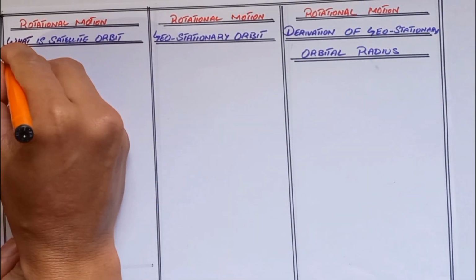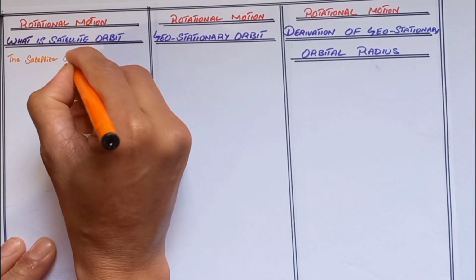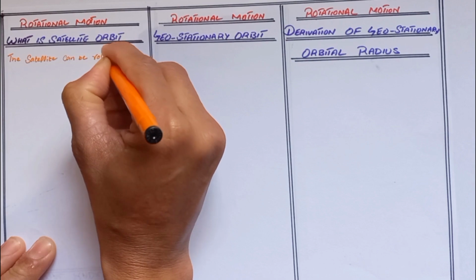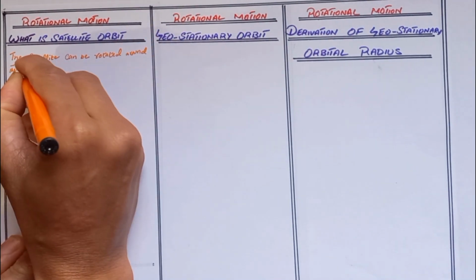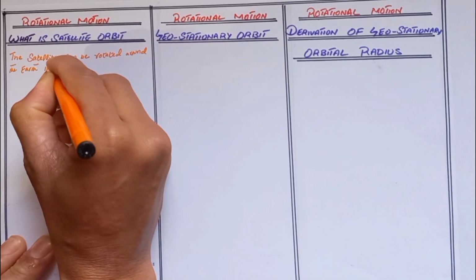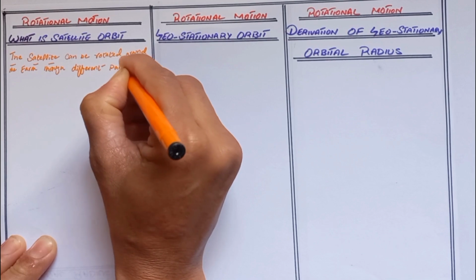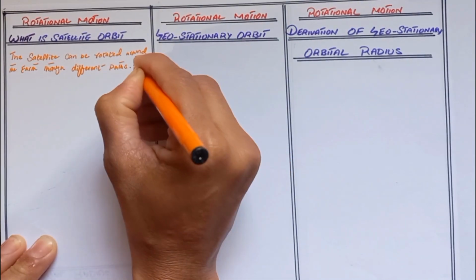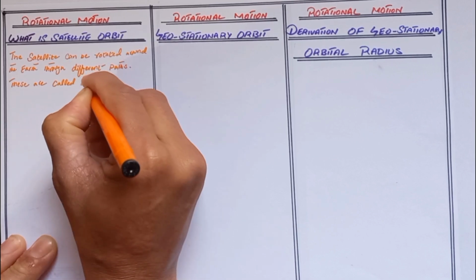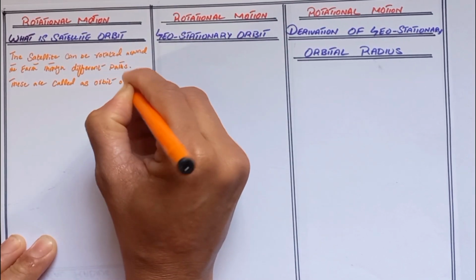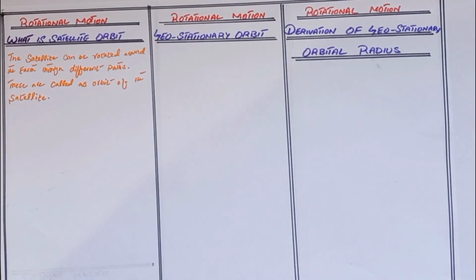Today we discuss the topic: what is a satellite orbit. A satellite can be rotated around the earth through different paths. These are called the orbits of the satellite.